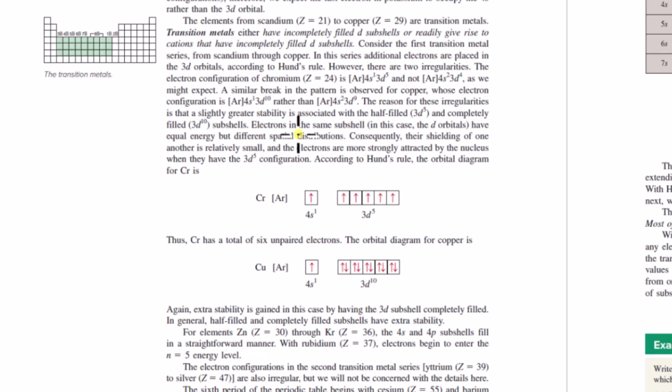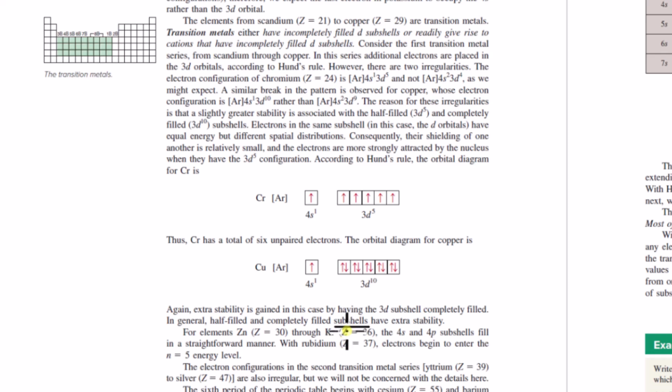See the difference? Electrons in the same subshell have equal energy but different spatial distributions. Consequently, their shielding of one another is relatively small, and the electrons are more strongly attracted by the nucleus when they have the 3d5 configuration. According to Hund's rule, the orbital diagram, okay, and here are the orbital diagrams. Again, extra stability is gained in this case by having the 3D subshell completely filled. In general, here's the main statement. In general, half-filled and completely filled subshells. You see?